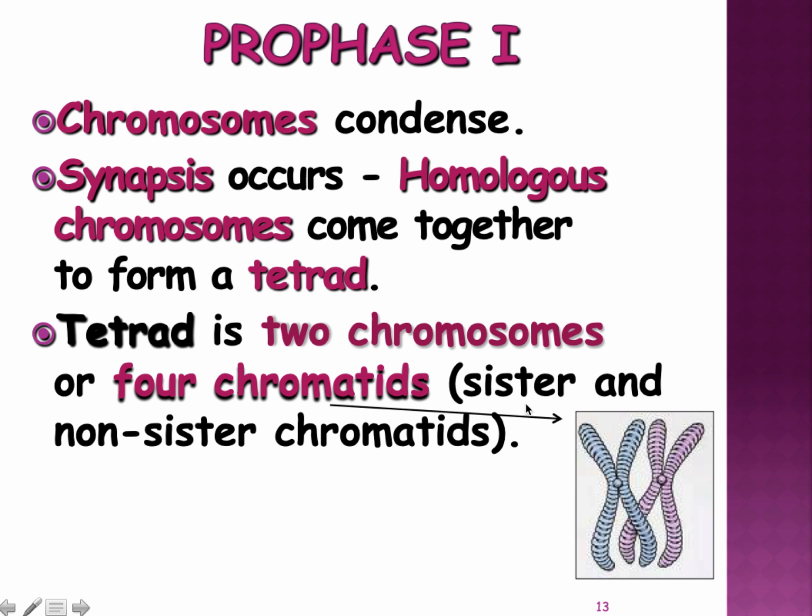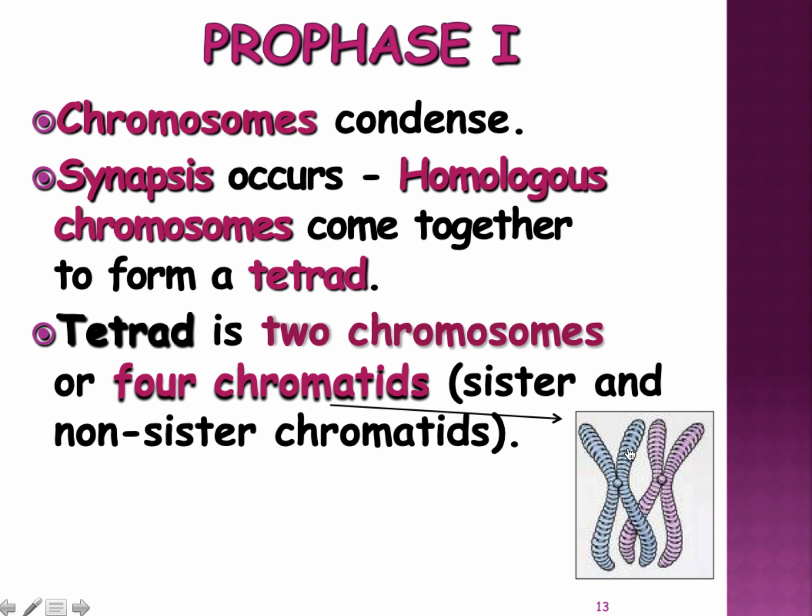And what you'll see is that you need to be able to distinguish between sister and non-sister chromatids. So in this case, both the blue are considered sister chromatids, right? They're still attached to each other. You can think of sisters being attached at the hip, right? So sister chromatids are attached to each other. Non-sister chromatids are the two chromatids matching up with one another.